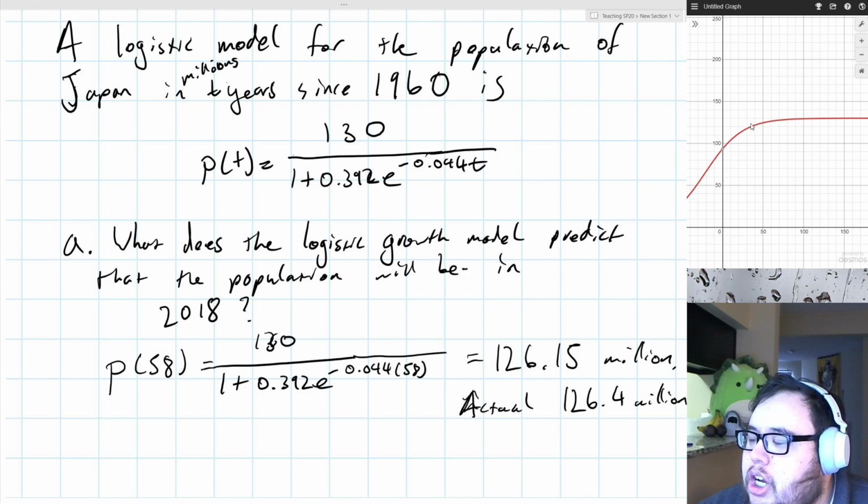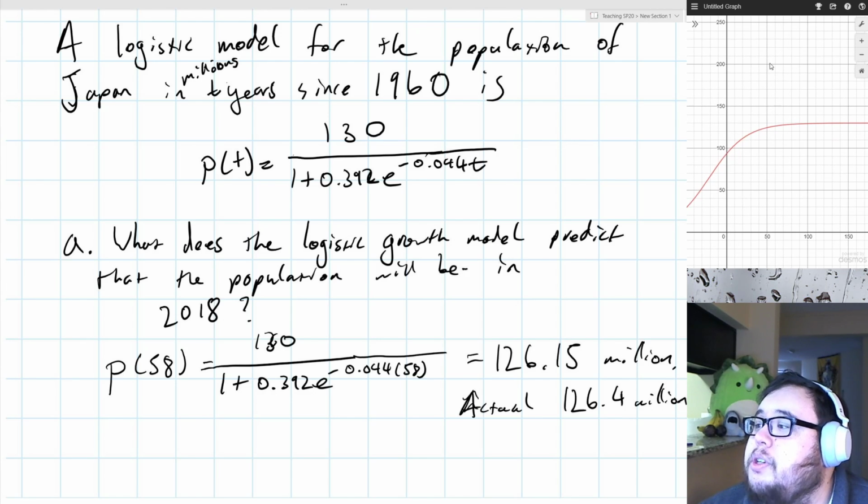If we had just done an exponential model, we should expect to see this increase curving upwards rather than curving downwards like this, which means that an exponential growth model might have predicted that the population of Japan in 2018 would be up here around 200 million. But in reality, that's not true. There's that limiting factor that says in 2018, the population is actually like 126 million.